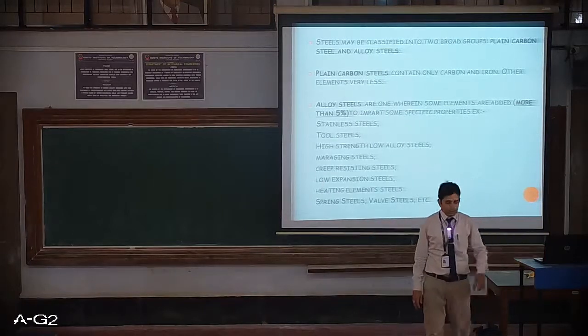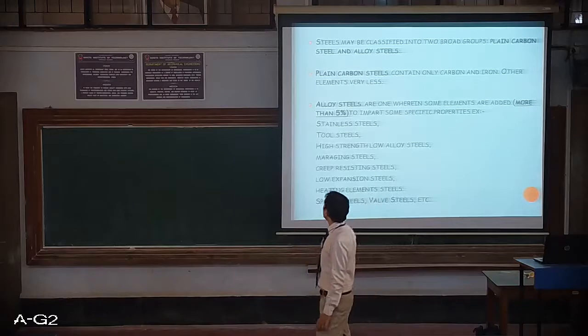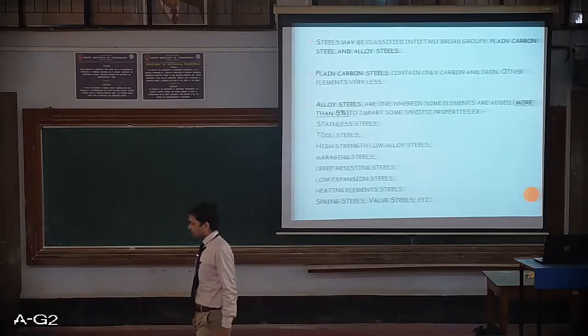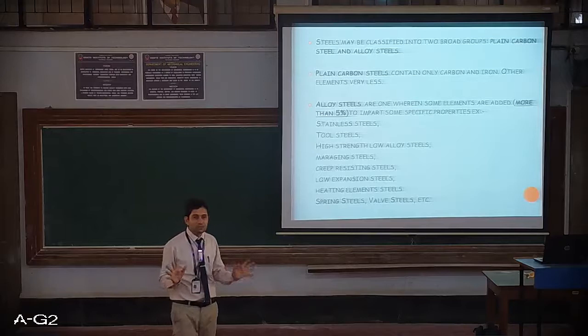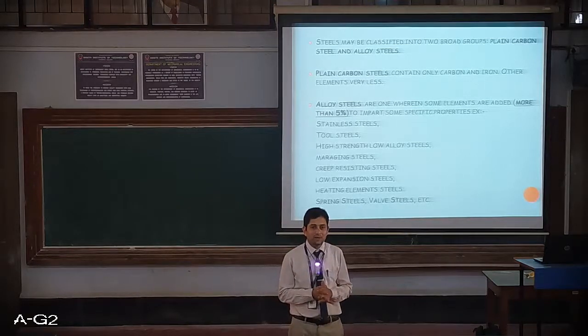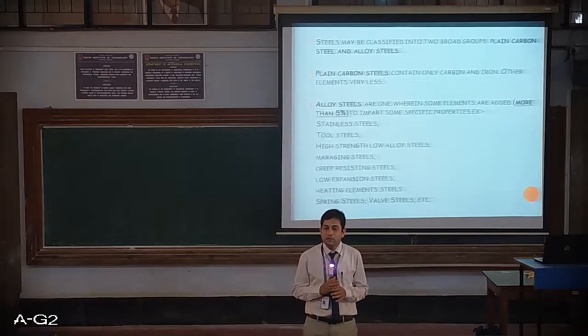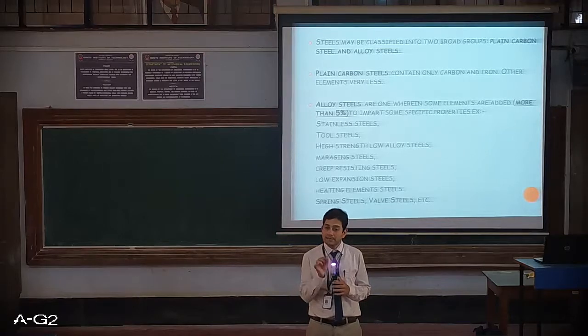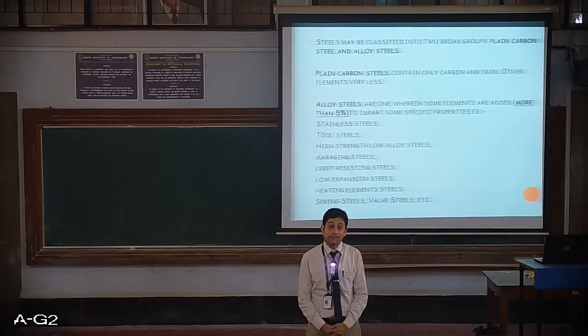Then again, one more way by which you can classify this. Before that we have classified the ferrous metals into two types: one is steel and the other one is cast iron. Now the steels can also be classified further. One way by which we can classify steel is the percentage of carbon. You remember the iron carbon diagram. From 0 to 0.8% of carbon, the steel is called hypoeutectoid steel. If the steel contains exactly 0.8% carbon, it's called eutectoid steel. And if the percentage of carbon is from 0.8 to 2.1, it is called hypereutectoid steel. This is one way by which you can classify the steel.